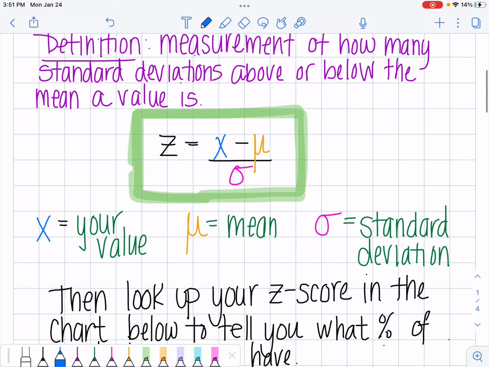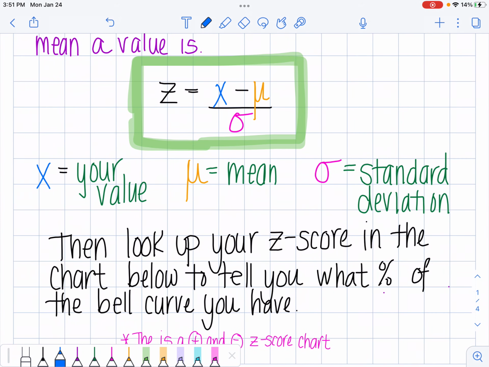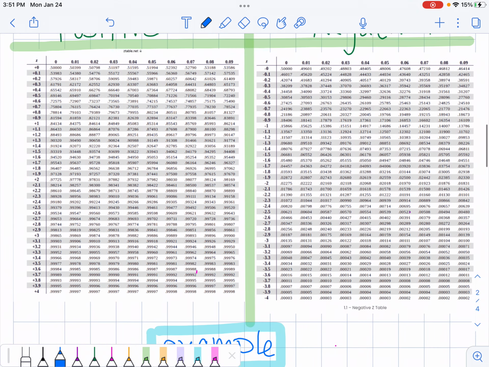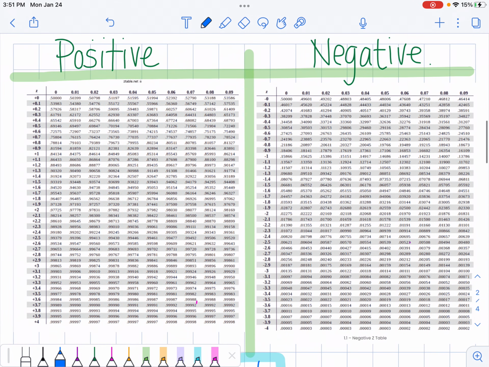Then we look up our z-score in the chart below to tell what percent of the bell curve we have. You have to be careful because there's a positive z-score chart and a negative z-score chart, depending on whether you get a positive or negative answer. I copied and pasted both charts in here. These are from ztable.net, but I wanted to reference them next to each other so you could see where you're at, and we'll talk about how to read it in a minute. I think the easiest way to understand is by example.